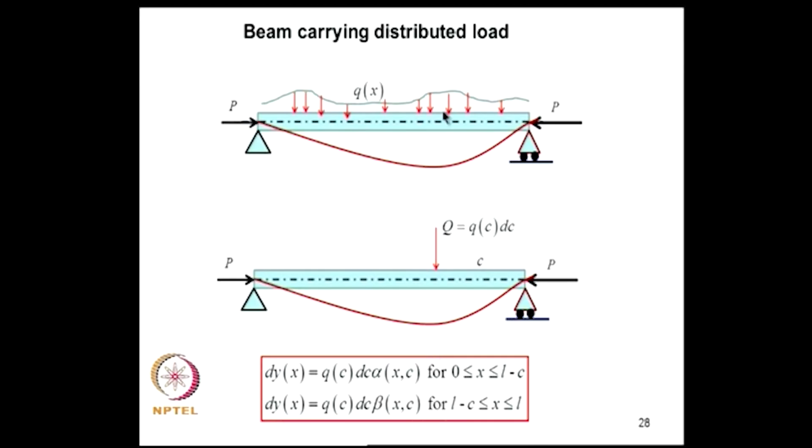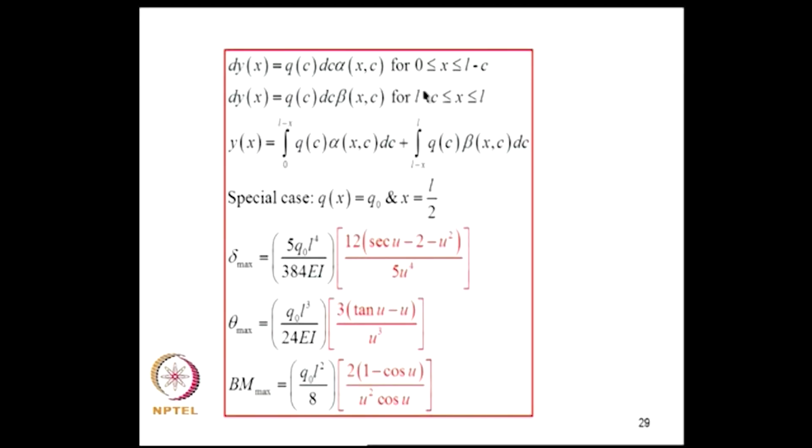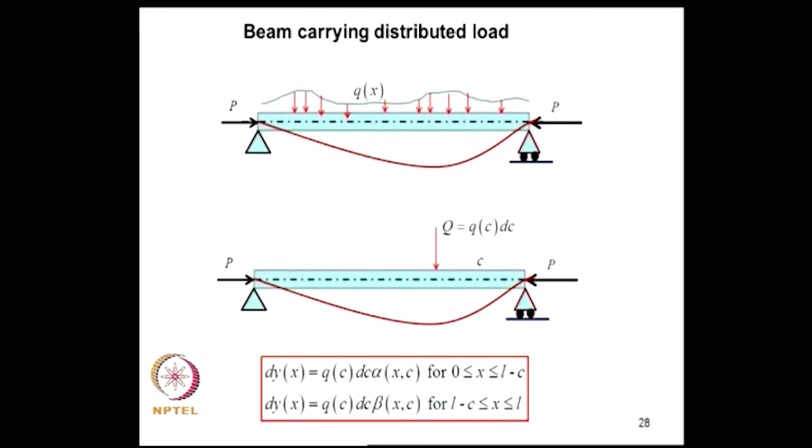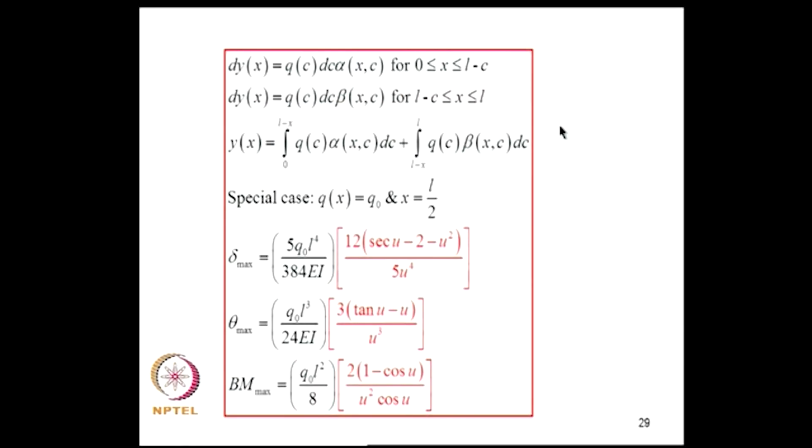Now, the solution to this problem is obtained by integrating over the relevant regions, and I am keeping track of the correct form of the principle of superposition. So, if I now consider the special case where Q of x is Q naught, that is a beam carrying UDL and an axial load P, I know that midspan deflection is 5 Q naught L to the power of 4 by 384 EI. Now, in the presence of axial load, this is the amplification factor.